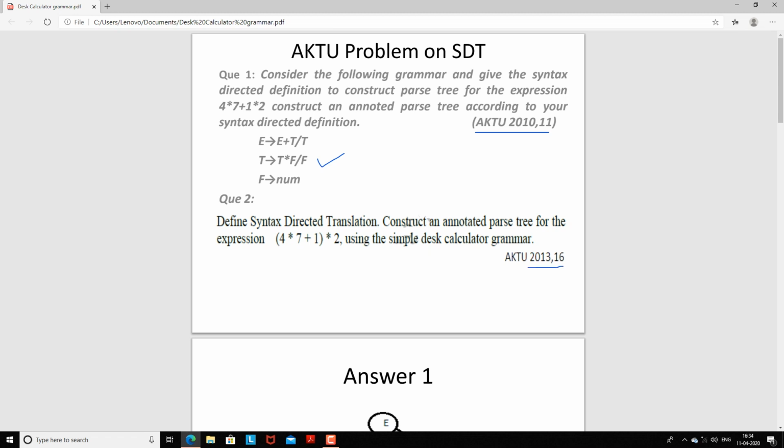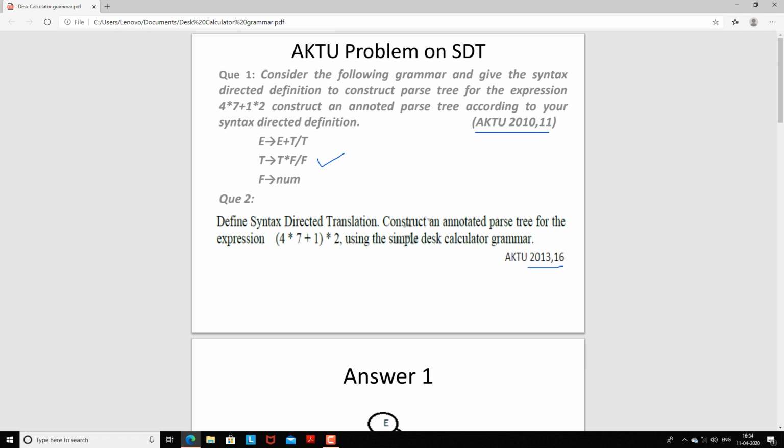and 16, and there the grammar is not provided in the second question. So today we are going to discuss both questions. I would like to recall the designing procedure of an SDT. Whenever we are going to design any SDT, our first task is to assume the string and then draw the parse tree according to the given grammar, if the grammar is provided in your problem.